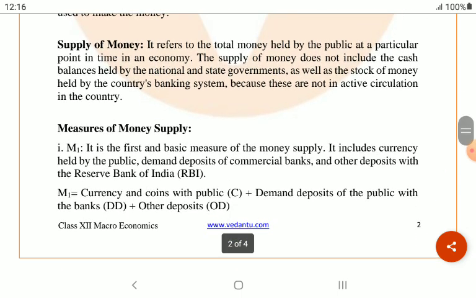Next, supply of money is also an important question. They may ask for 1 or 2 marks. Supply of money refers to the total money held by the public at a particular point in time in an economy. The supply of money does not include the cash balances held by the national and state governments, as well as the stock of money held by the country's banking system, because these are not in active circulation in the country. So this is the supply of money.